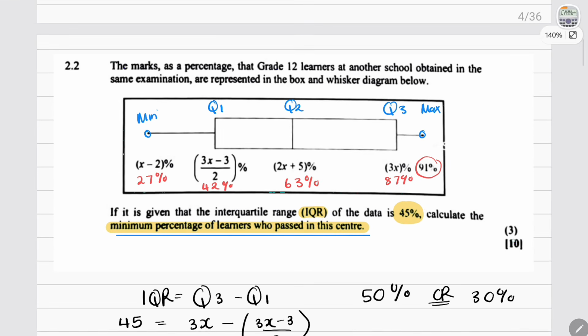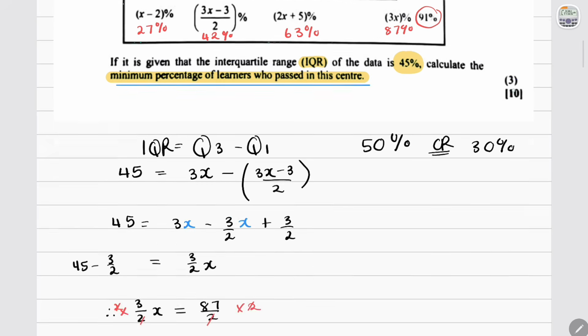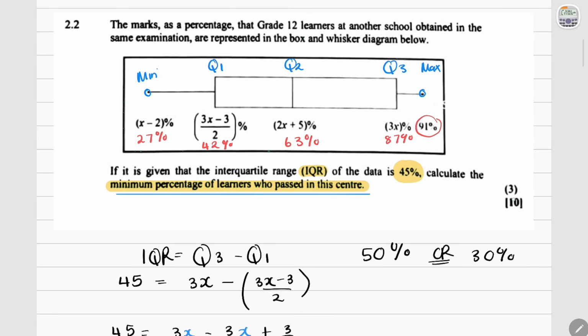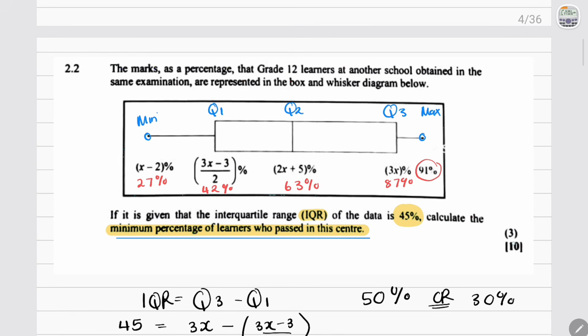Okay, so with all of these, here's what we have. The question wants us to still calculate the minimum percentage of learners who passed in this center. When you're looking at this, it just depends on what the pass mark is. If the pass mark was 50%, so everybody who got higher than 50% would pass.